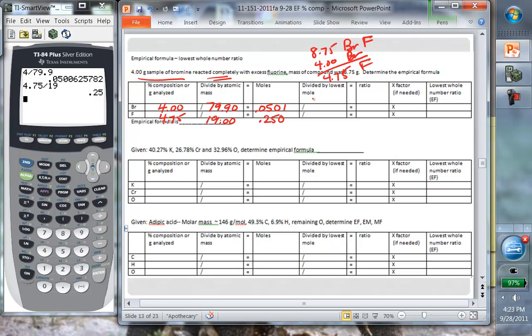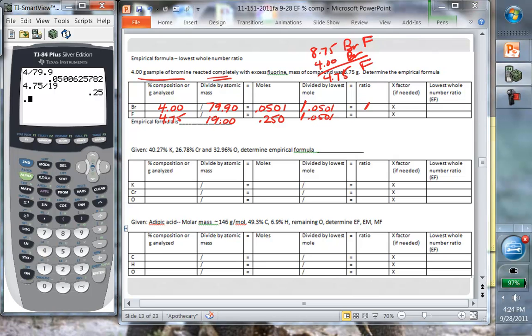Okay, and that would be the moles. You can already see that this is close to a 1 to 5 ratio, but we are going to take the smallest number and divide by that. So both of these numbers are going to be divided by 0.0501. Now the whole key to this is one of these should come out to be 1. You don't always know which one, but that lowest one should come out to be 1.